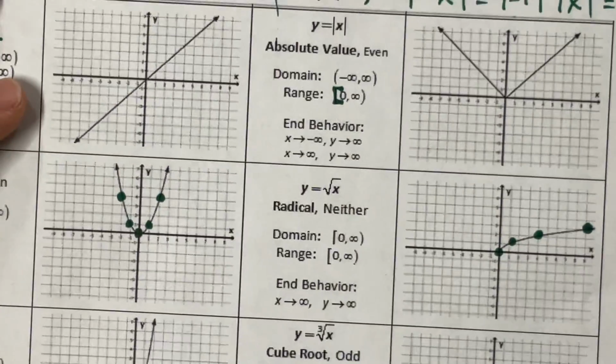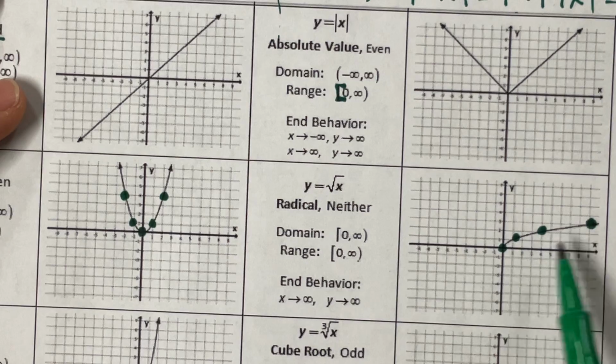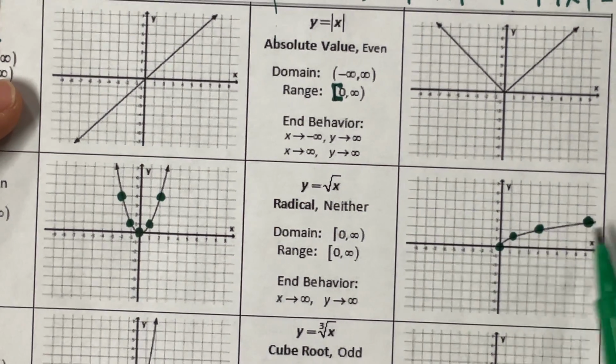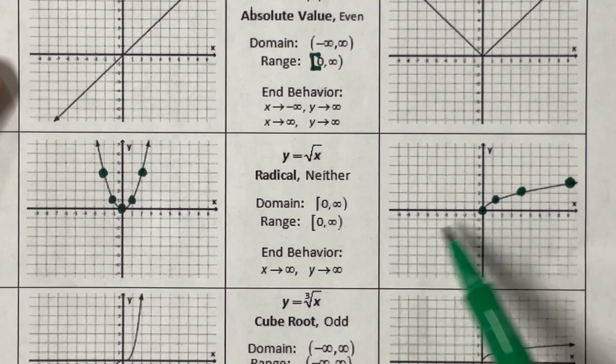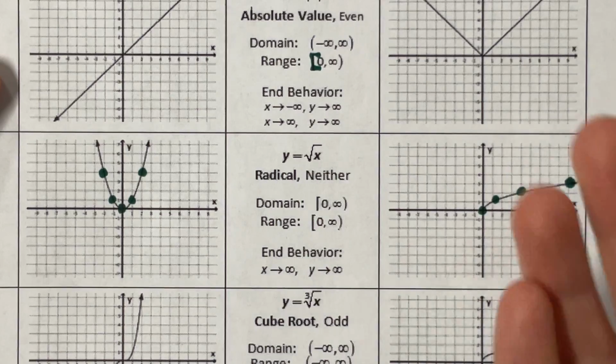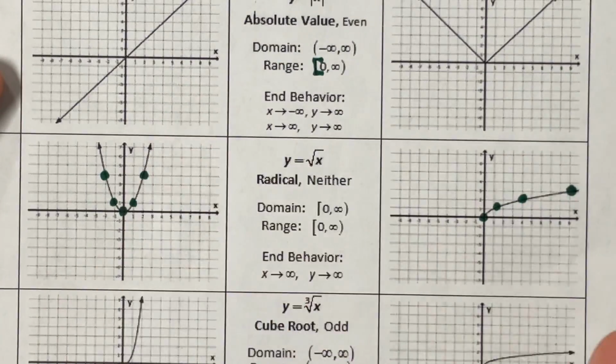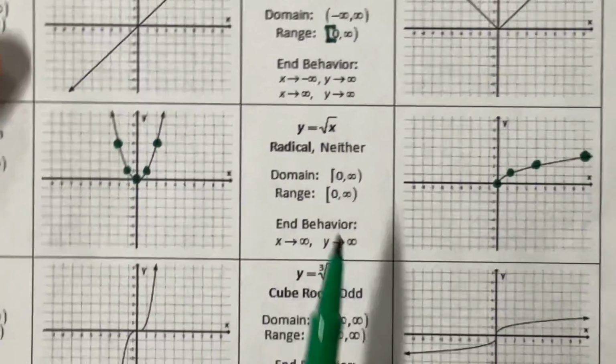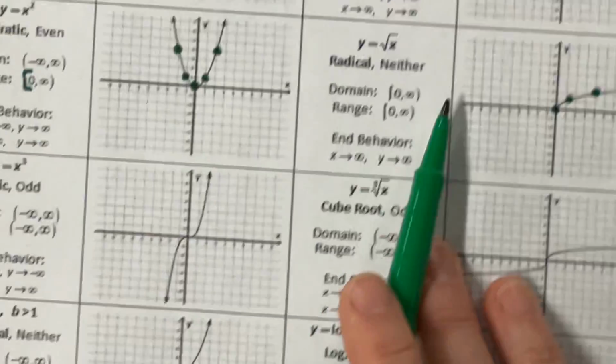Okay, and this is neither even nor odd. Notice there's no symmetry. I didn't take this from quadrant 1 and reflect it down into quadrant 3. I didn't reflect it from quadrant 1 into quadrant 2 either. I didn't fold it that way. So it is neither even nor odd.